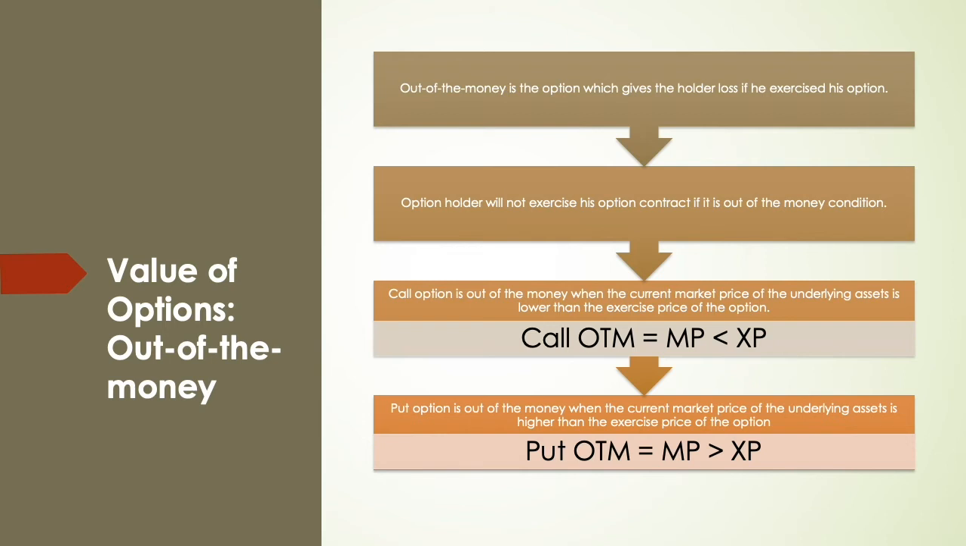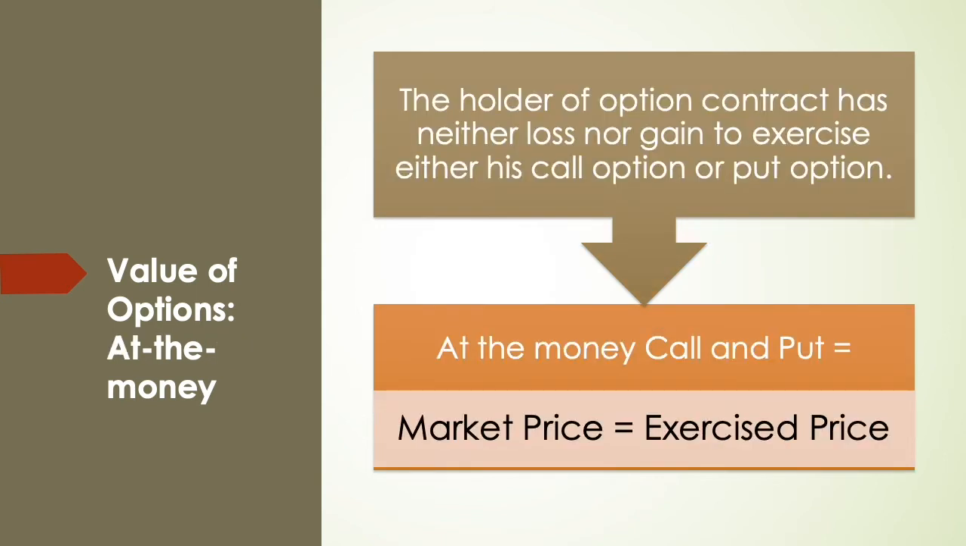For a put option, it is out of the money when the current market price of the underlying asset is higher than the exercise price of the option. So put out of the money is when market price is higher than exercise price. The third value of option is at the money. At the money means the holder of the option contract has neither loss nor gain to exercise either his call option or put option. So at the money, for call and put option, is market price equal to exercise price.